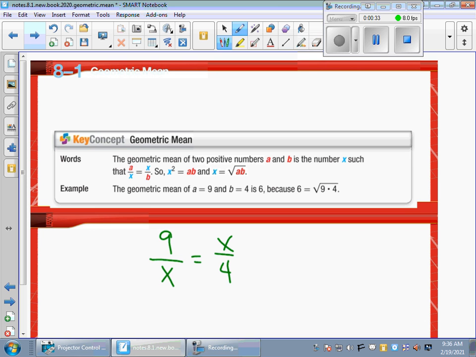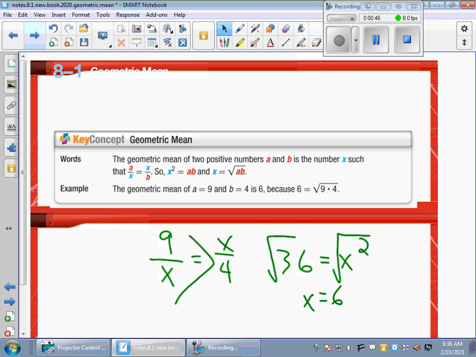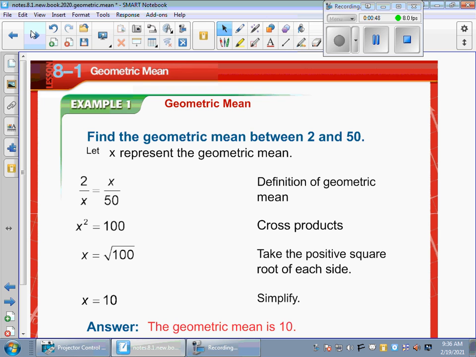And when you cross multiply like we've been doing, we get 36 equals x squared. How do you get x by itself here? You take the square root of both sides, and x is going to give us 6. So that's how we're going to work with the geometric mean to set up things to solve.